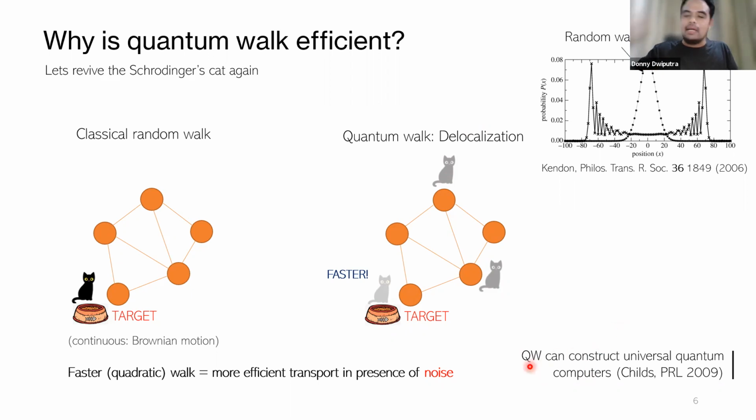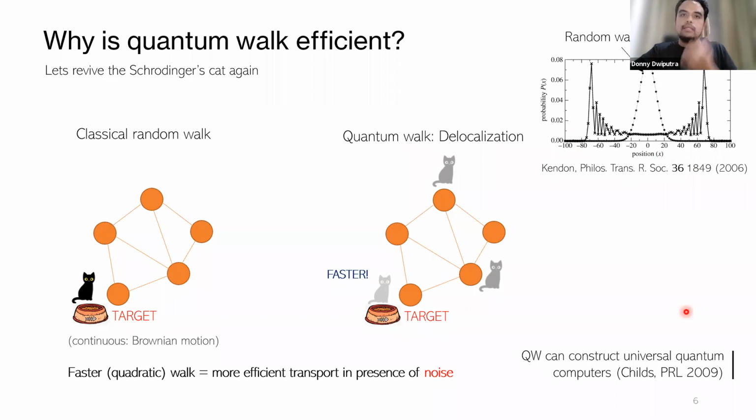The quantum walk mechanism can actually construct universal quantum computers, as presented by Andrew Childs in 2009. So the core mechanism is just the delocalization. This is the reason why it is quadratically more efficient than the classical random walk.